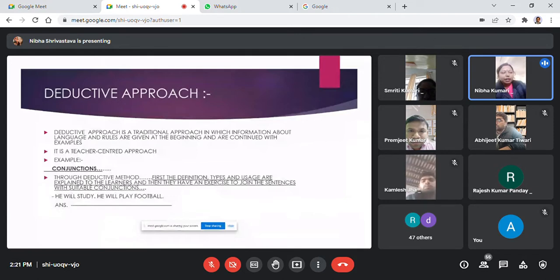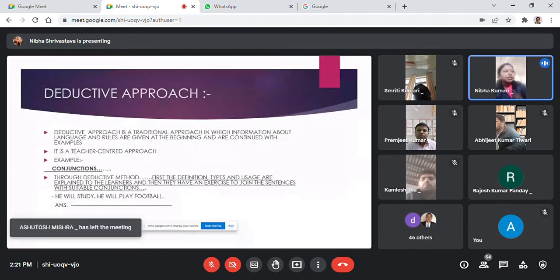Like, if I give students the sentences "He will study, he will play football," after telling them the definition, type, and usage, I will ask them to join these two sentences: "He will study and he will play football." Okay, so this is the deductive approach. Now let us see the inductive approach.